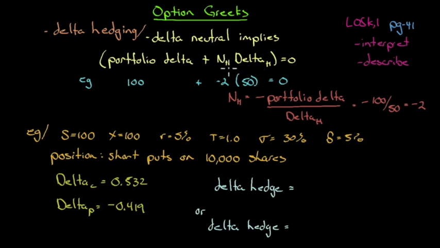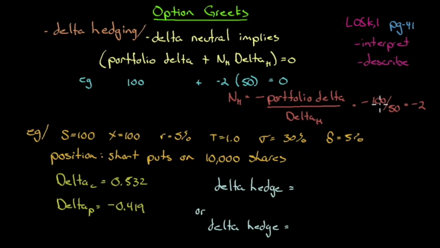I just got to figure out how many I need. And that's what NH does. It tells me how many I need. It is negative portfolio delta because the portfolio delta is what I got to get rid of. So let's put that negative sign in front of there to denote that you got to get rid of that. Divided by the delta of the hedging instrument.